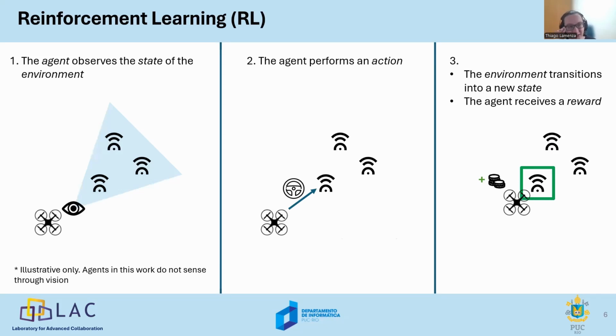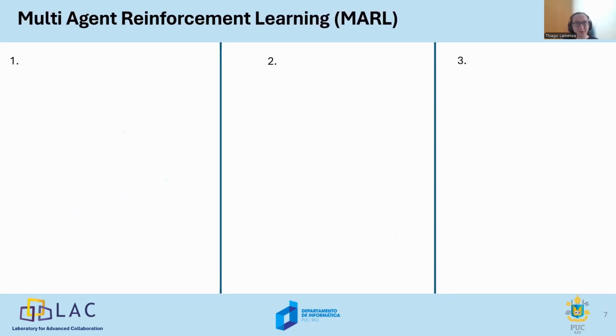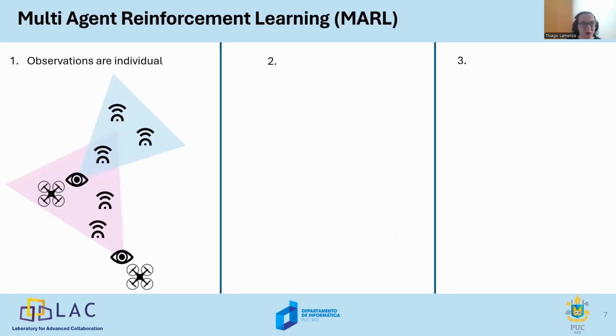I'll explain the reward signal that we're using later, and it will become more clear. But before we move on to that, we need to discuss a bit how this problem scales to a multi-agent scenario, where we have several agents collaborating. So observations are individual, meaning each agent has its own understanding of the environment. We call that an observation.